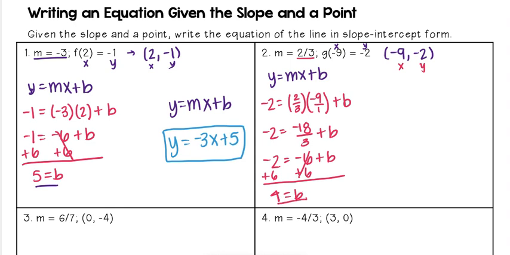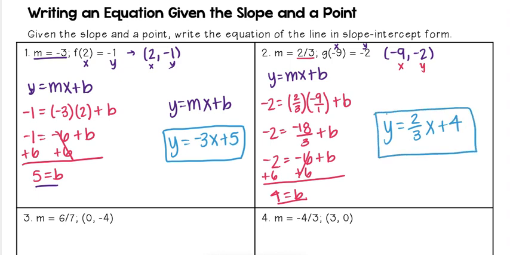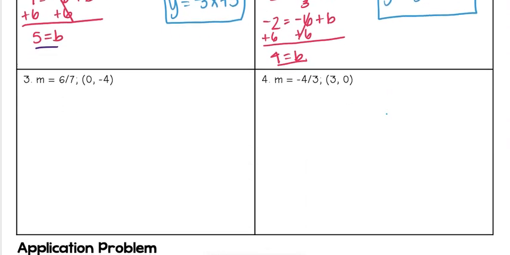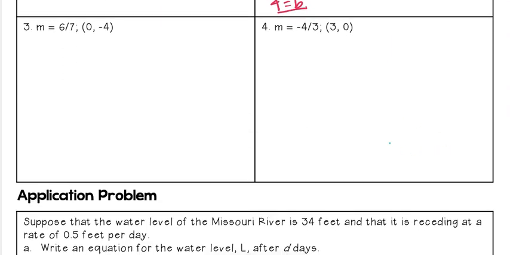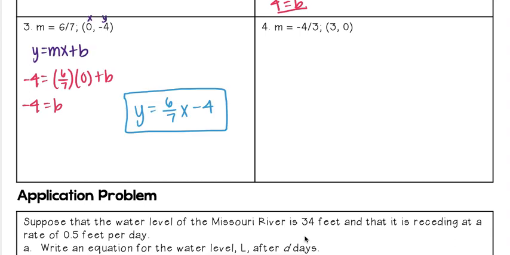So I have my b, I have my slope, so now I can plug those into my slope-intercept form. So instead of m, I'm going to put 2/3 x plus 4. Okay, go ahead and pause the video and try and do number 3. Okay, so the answer you should have gotten here was y equals 6/7 x minus 4.